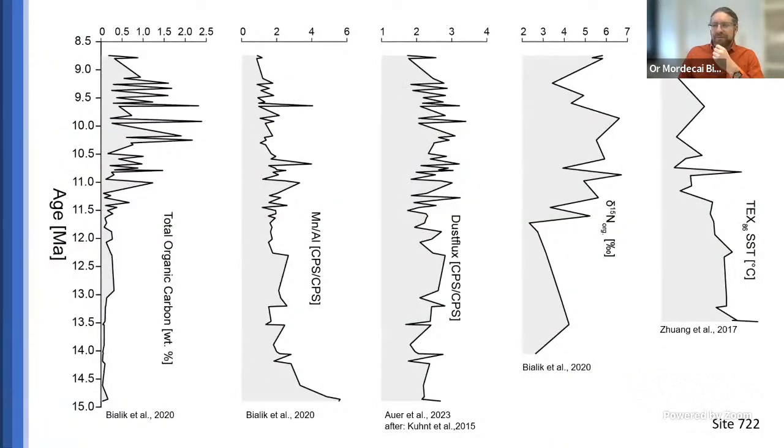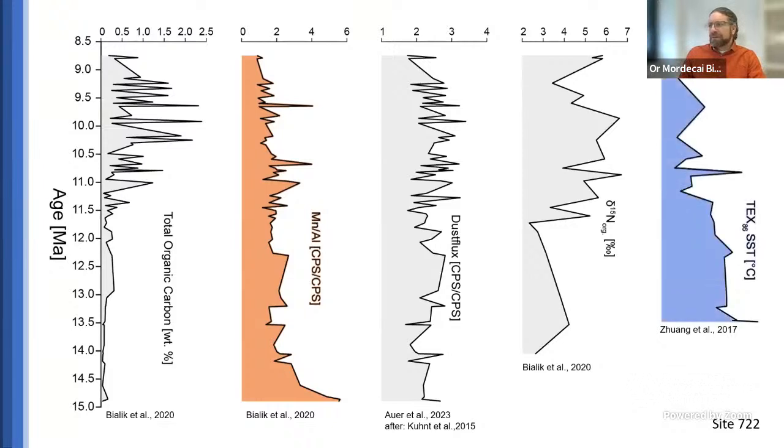So let's start with the geochemical process. Manganese shows quite what we're seeing in the Maldives. We're seeing this depletion between 15 and 13, and then it flattens out.